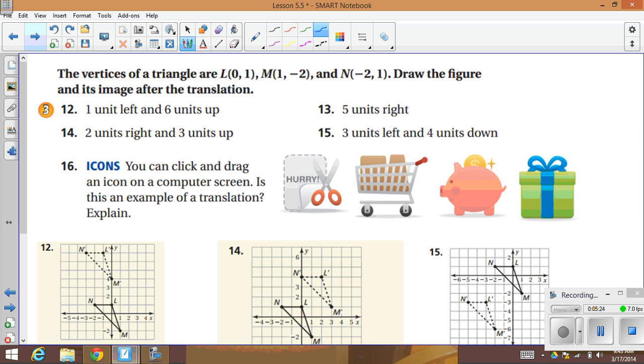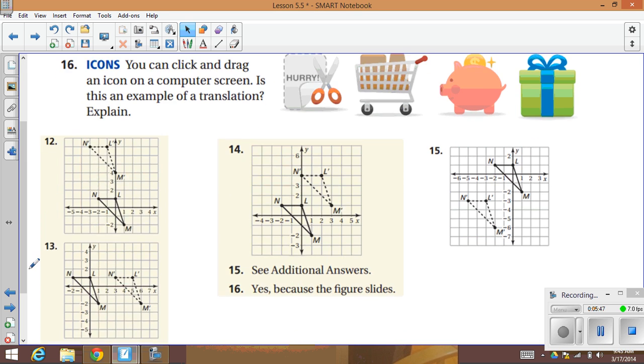The vertices of a triangle are 0, 1, 1, negative 2, and negative 2, 1. Draw the figure and its image after the translation. So we're going to use this set of instructions for numbers 12, 13, 14, and 15. So we're going to take that shape and translate it a bunch of different times. So our solution for 12 is right in here.